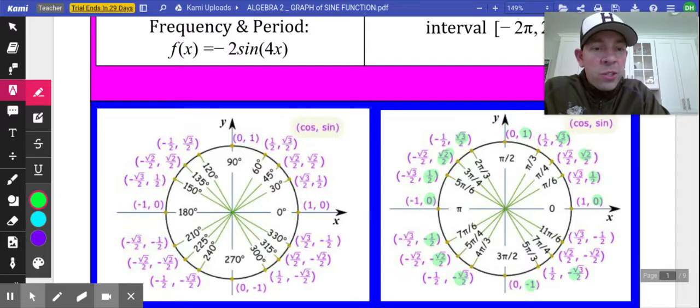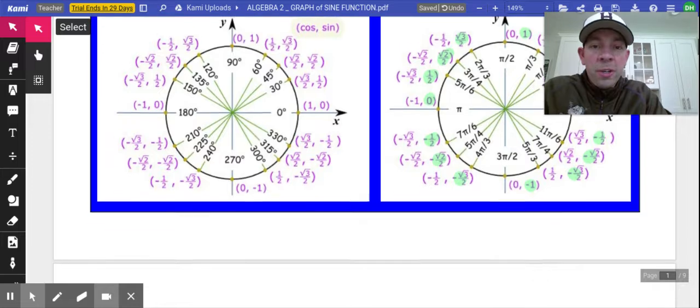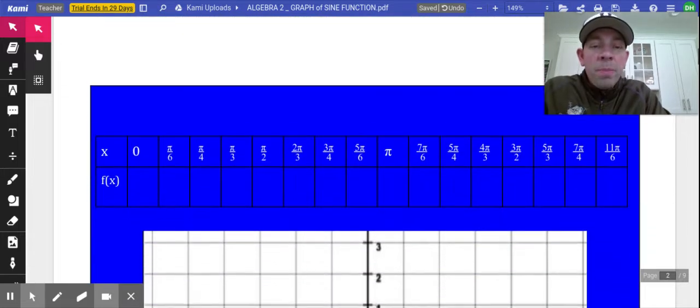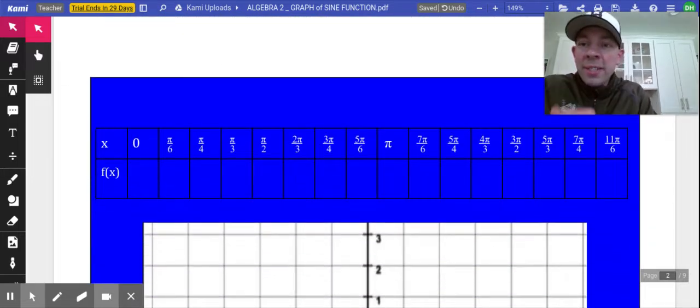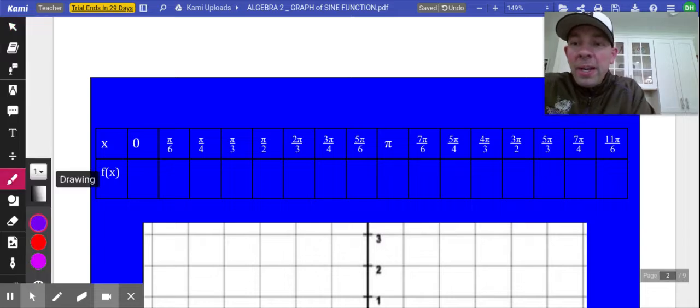And just by using these y coordinates, we're going to be able to come up with a really nice picture of the sine curve. So basically just rewriting and organizing those values a little differently, copying these off of that unit circle, so to speak. We know the sine of 0 is 0.